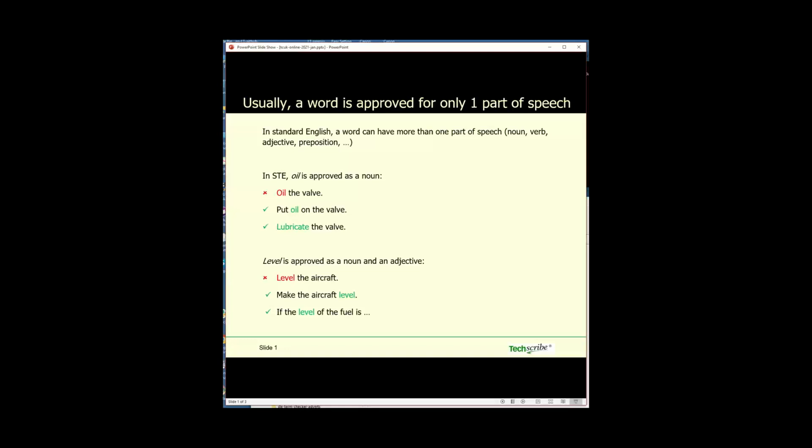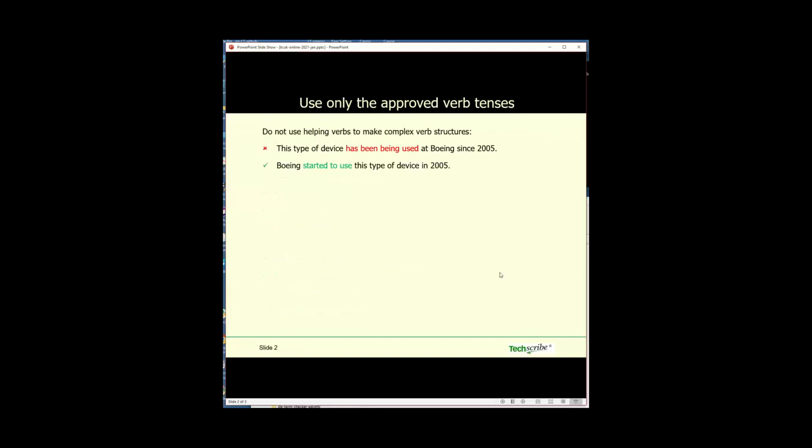Another rule from STE is that you mustn't use helping verbs to make complex verb structures. Helping verbs are also known as auxiliary verbs or modal verbs. So, for example, don't write this type of device has been being used at Boeing since 2005. Change the structure, write something like Boeing started to use this type of device in 2005.